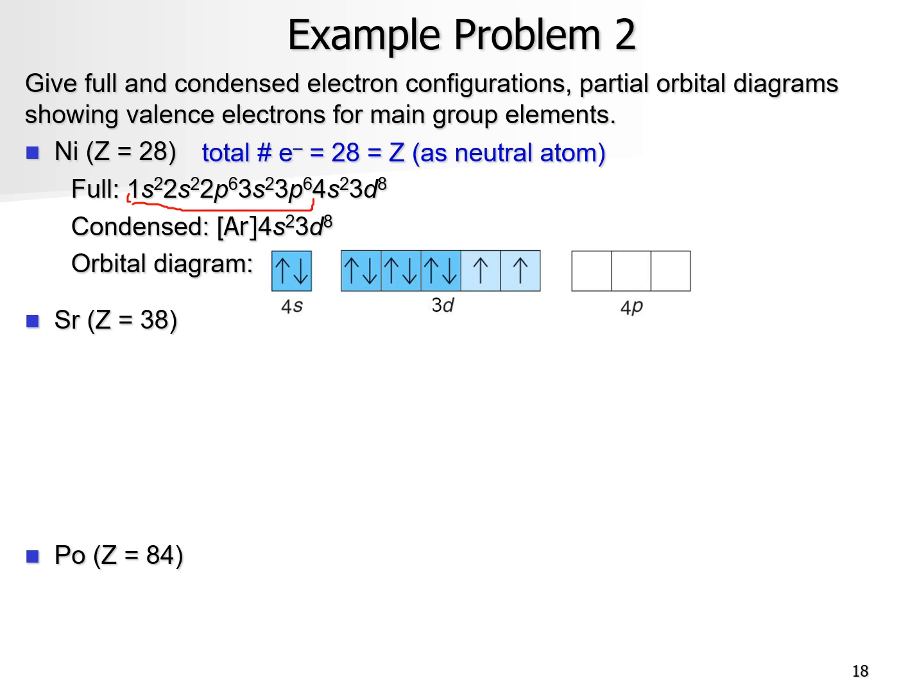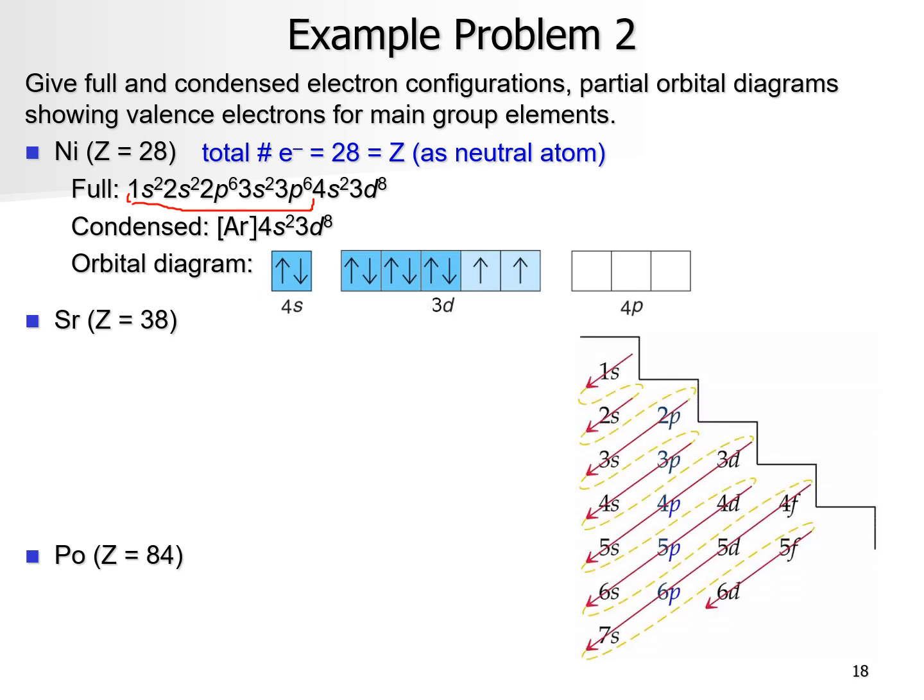Now let's work on Sr, called strontium. Strontium is element number 38. Here I'd like to use the Aufbau diagram to help us write up the electron configuration for this element. First thing I'd like you to know, strontium is a neutral atom. Atomic number 38 means there are going to be 38 electrons. If we want to use this diagram, we need to count the number of electrons to make sure that we do not go over.